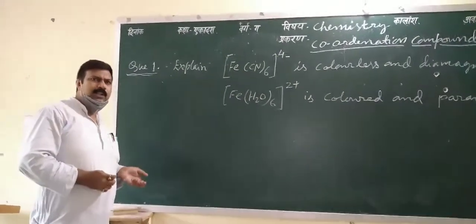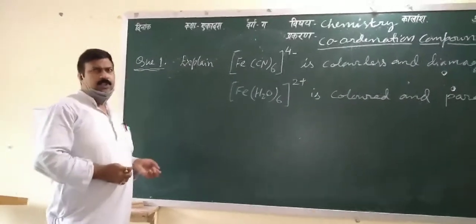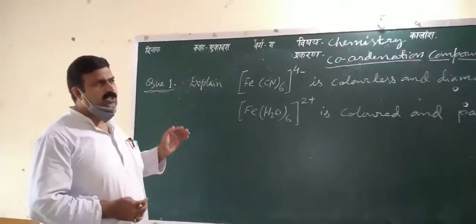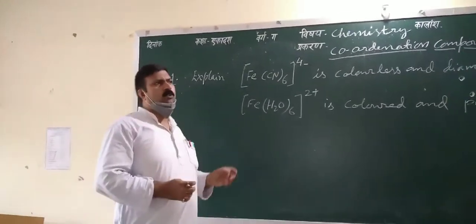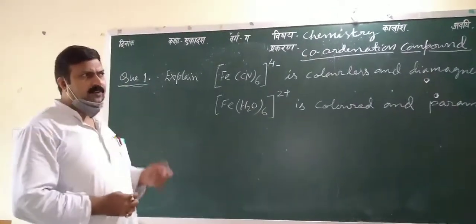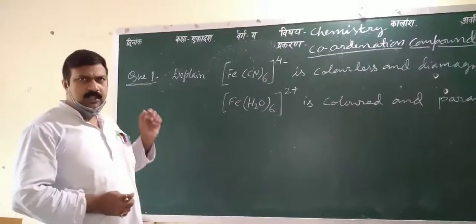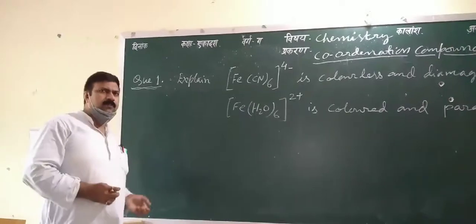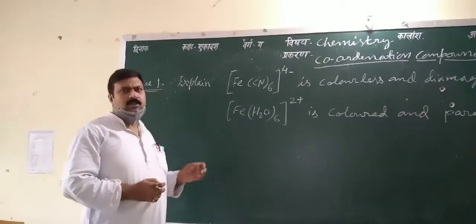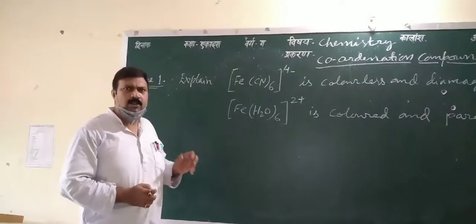Then we have studied about bonding in complex compound. To explain bonding in complex compound, there are three concepts. First is valence bond theory, that is VB theory, which is based on hybridization. Second concept is crystal field theory, and the last one is ligand field theory. In your course, there are two concepts: first two, that is valence bond theory and crystal field theory. Now, today we will solve some important questions of complex compound based on the valence bond theory.